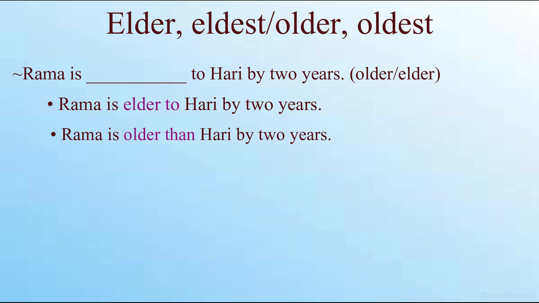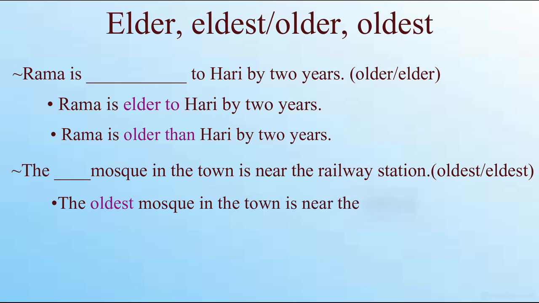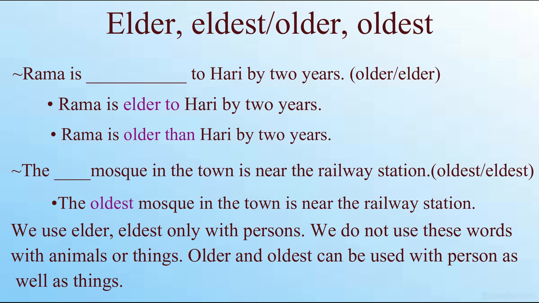We can use both these words in terms of human beings. Let us have a look at the other sentence. The dash mosque in the town is near the railway station. So, will it be oldest or will it be eldest? This will be oldest. The oldest mosque in the town is near the railway station. So here we see that we don't use eldest in terms of non-living things. We use elder, eldest only with persons. We do not use these words with animals or things. Older and oldest can be used with persons as well as things.